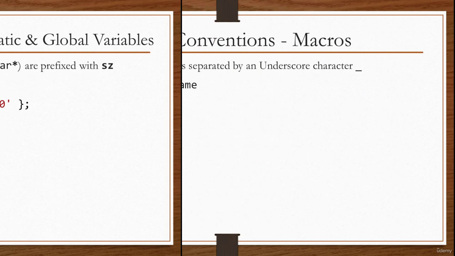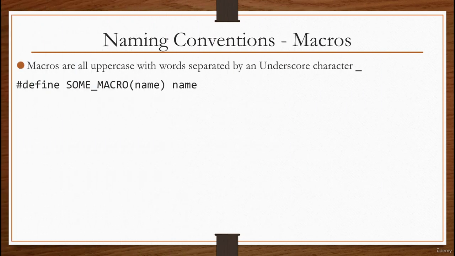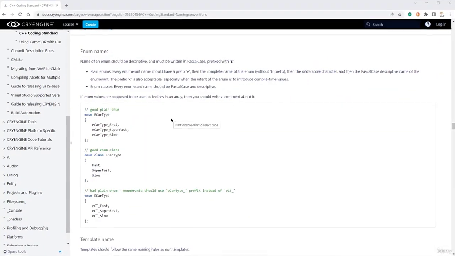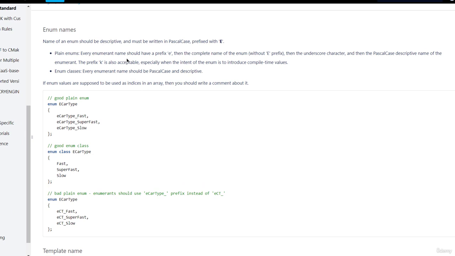We are familiar with this macro syntax already. This is a common convention. Macros are all uppercase with words separated by an underscore character, SOME_MACRO for example. And then types, enums are prefixed by the e character. We have some enum class, EDifficulty for example. As I've mentioned, the name of an enumeration must be written in Pascal case prefixed with an e.